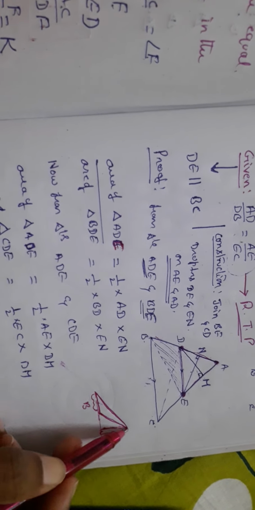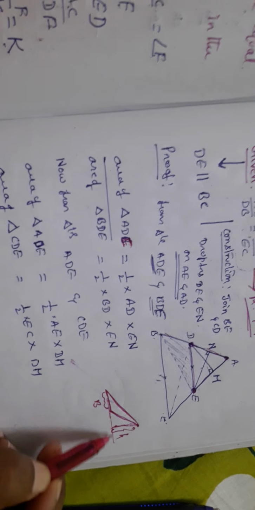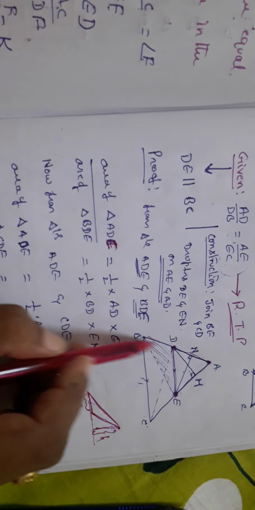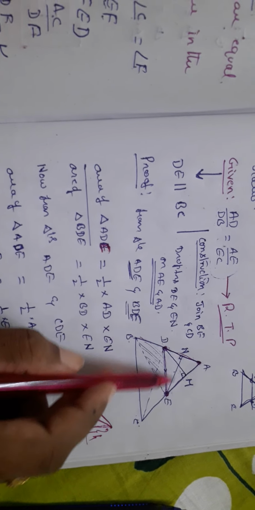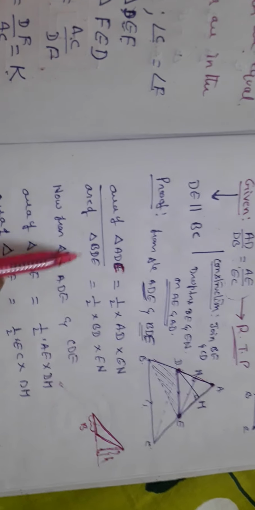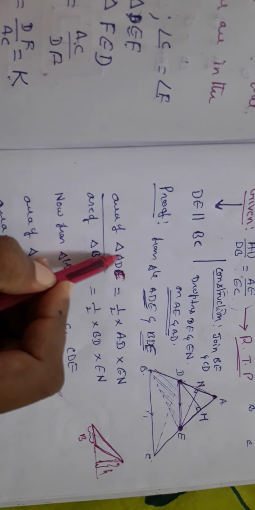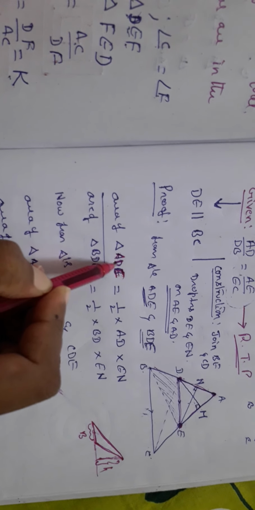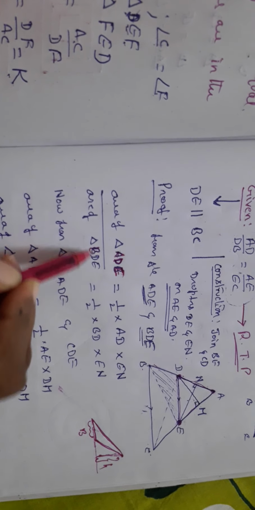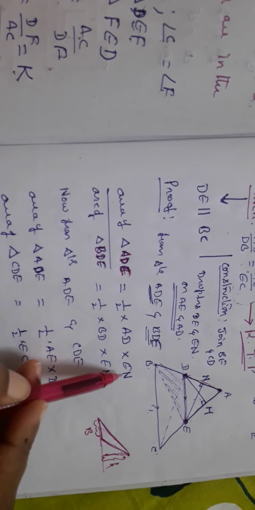So we wanted to find out the height of the triangle, that's all. To find the height of the triangle, you are extending the base. This is what is happening here. So this is the height and this is the base of the triangle. So in case of triangle BDE, right? So this is ADE and this is BDE. And now, half into base into height.